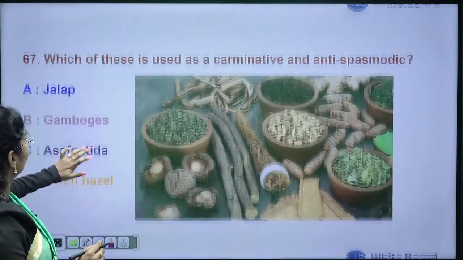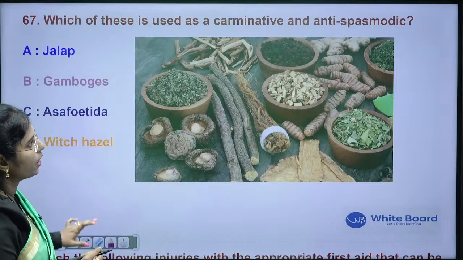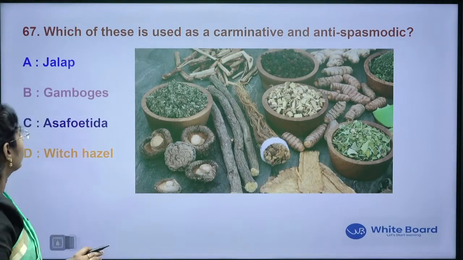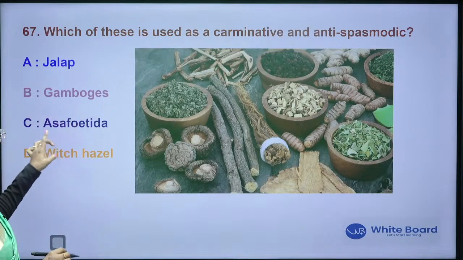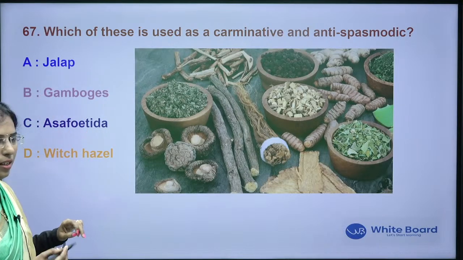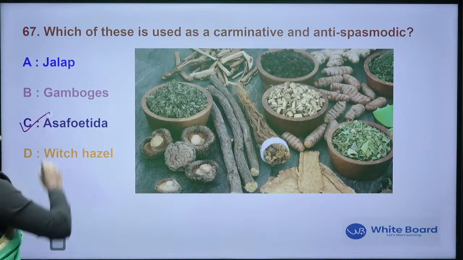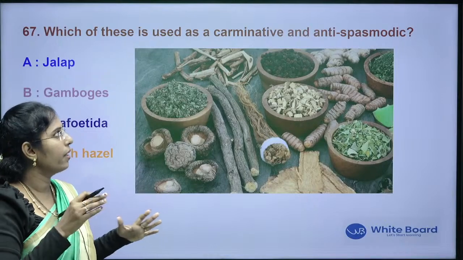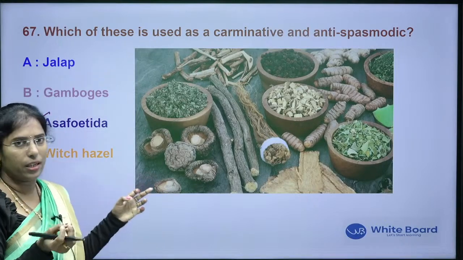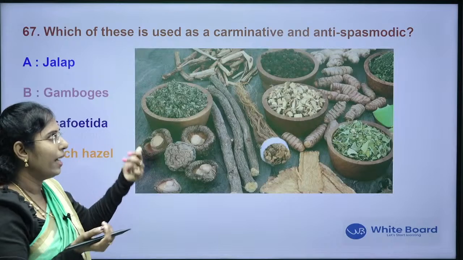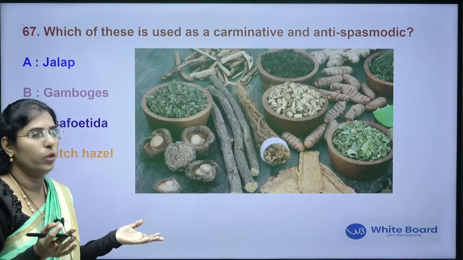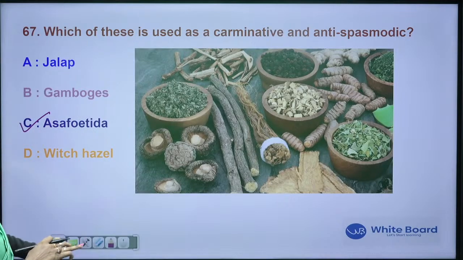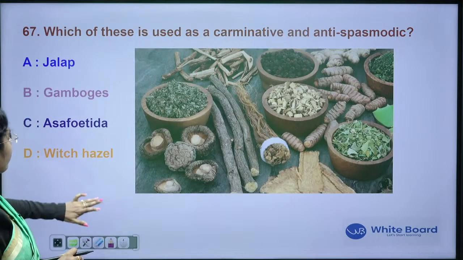So next question, which of these is used as carminative and antispasmodic? So it is also having antispasmodic activity. Jalap, gamboge, asafoetida and witch hazel. Obviously asafoetida is the correct one, which is used as a carminative while we are preparing our sambar and everything. We also use this asafoetida, nothing but hing. It is also having antispasmodic activity. It relieves us from spasms. So that's a very good one. So asafoetida is the correct answer.